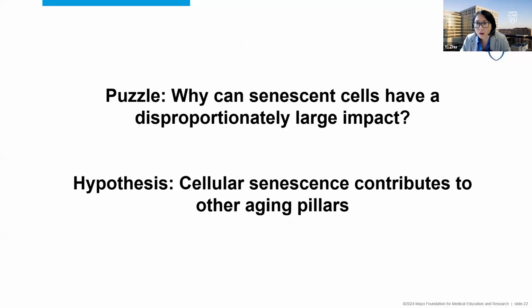We know that senescent cells are actually a rare population. Even with aging or disease, you can identify at most 5 to 10%. So with such a rare population, even if you target a subpopulation of those senescent cells, you can get disproportionately large beneficial effects. Why is that? So we speculate that cellular senescence might link to other aging pillars, which means when you target cellular senescence, you also target other aging pillars, which can lead to bigger beneficial effects.